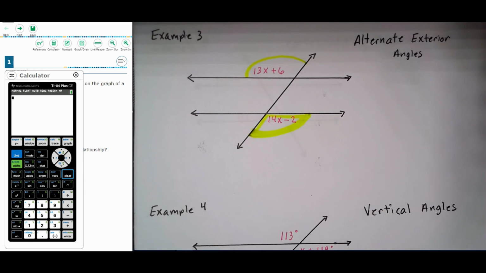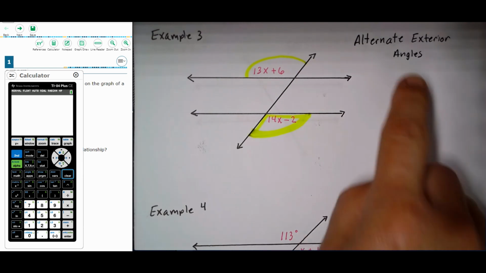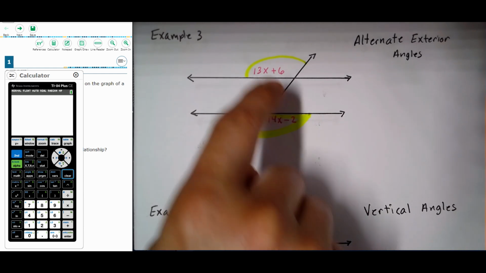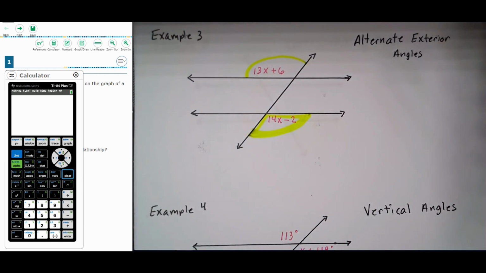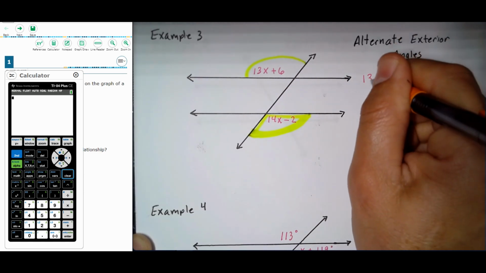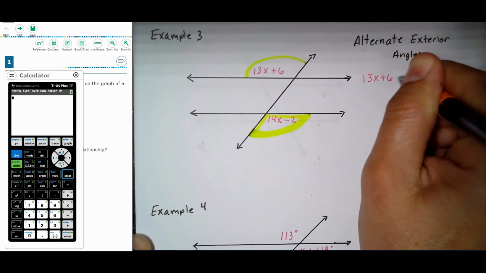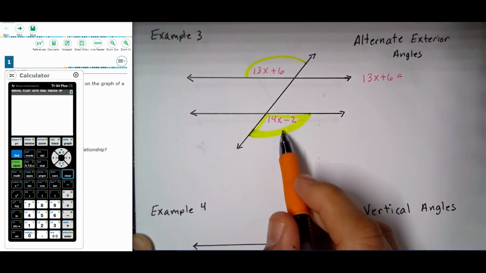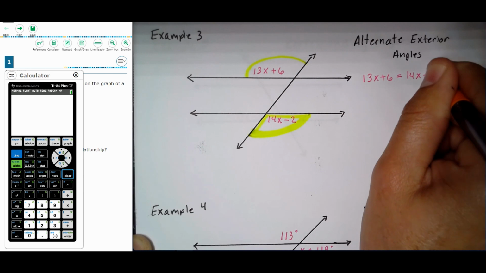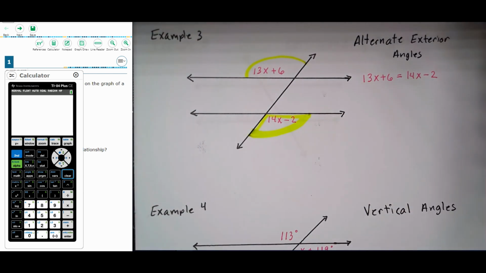So let me go ahead and set this up. Now I know that by definition alternate exterior angles are equivalent. In other words, this angle has to be equal to this angle. So I'm going to set these up as an equation. I'm going to write my first angle, 13x plus 6 is equal to my second angle, 14x minus 2. And now that I've done that, I'm going to draw my line through my equal sign.